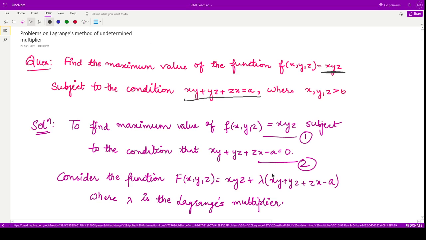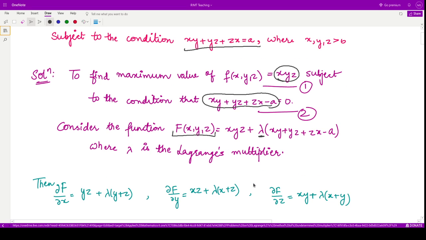So the first task is you construct another function capital F. What is that? That is the given function plus lambda times the given surface. So this is the function, and we create this by ourselves. And here lambda, what is this? This is the corresponding Lagrange's multiplier.